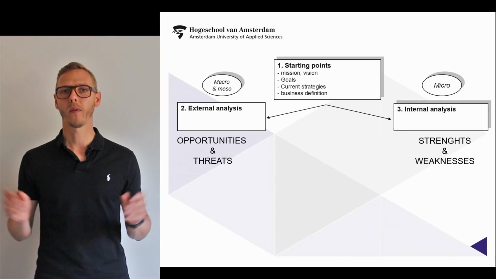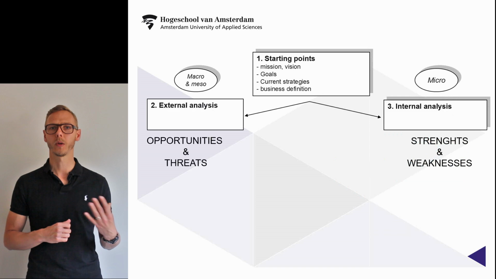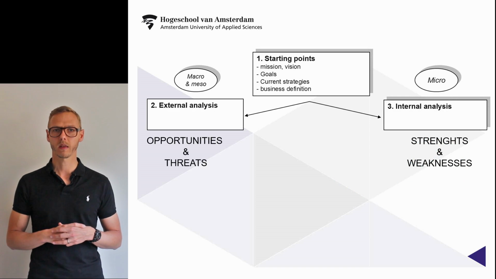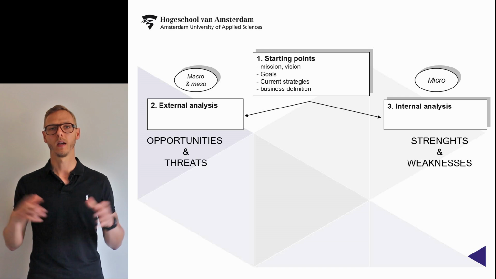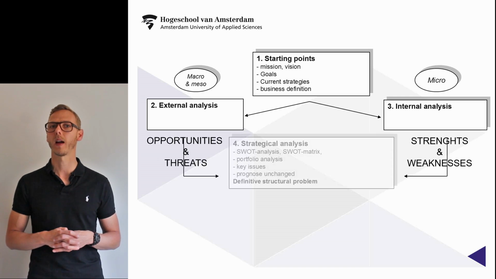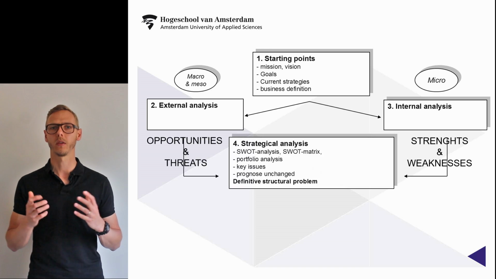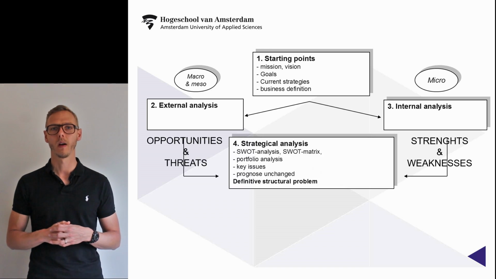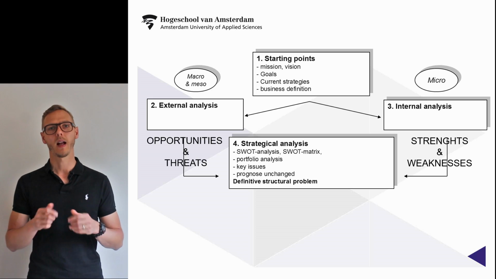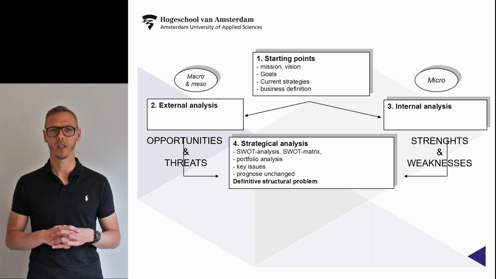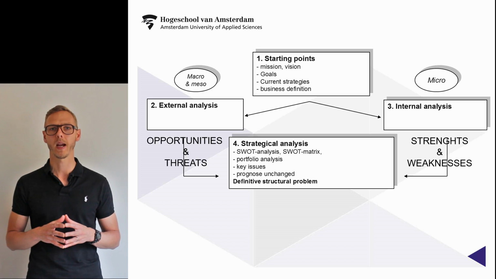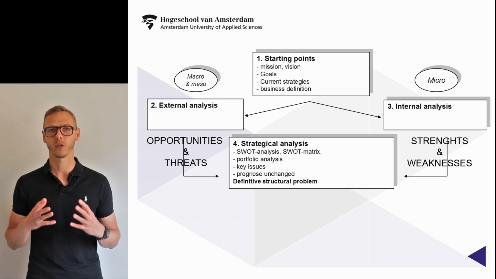Now, what you found in your external analysis are opportunities and threats. And in your internal analysis you found strengths and weaknesses of your company. Those combined go to your SWOT analysis. I've made a webinar of that as well. So the SWOT analysis, the long sum up of everything that you found. Then you go to your confrontation matrix, and then you have key issues. And those key issues go to your central problem or your main problem, which needs to be solved.